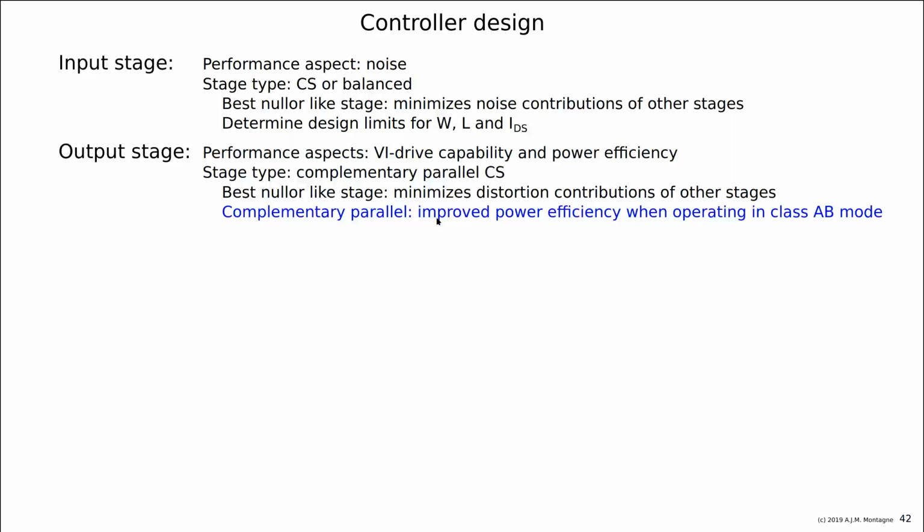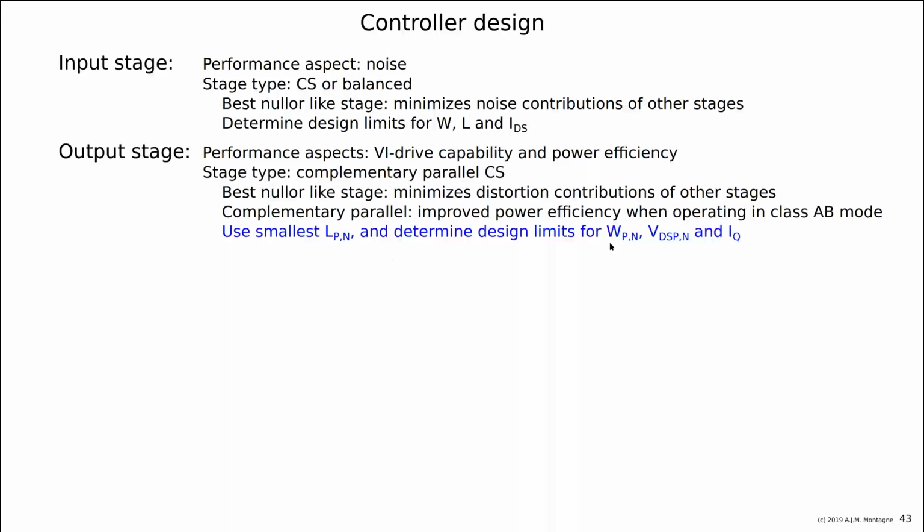Complementary parallel, I told you already, because it has an improved power efficiency if you compare it with a CS stage, if it operates in class AB mode. It is not necessary if you operate it in class A mode, then at least you have two transistors contributing to gain instead of one. And even then, in most cases, such stages are better. So how do we design it? Well, we use the smallest length, and we need the lowest drive requirements for this stage.